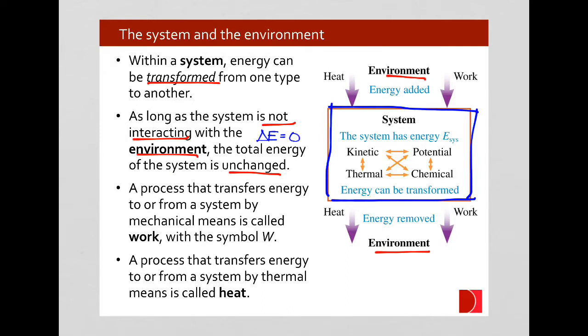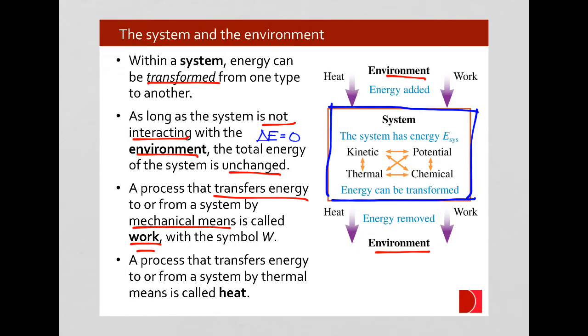If we have a process that transfers energy to or from the system by mechanical means, that is called work. By mechanical means here we mean forces being applied to the system. So for example, if you have brakes on a car, those brakes are applying friction to the system and are applying a decelerating force and would be taking away the kinetic energy of the car by slowing it down.